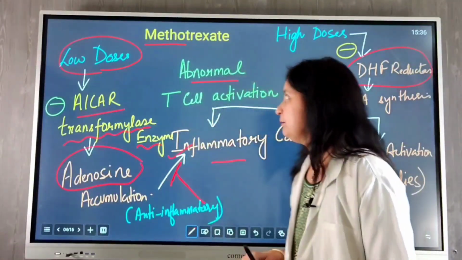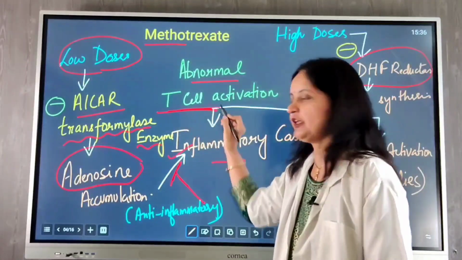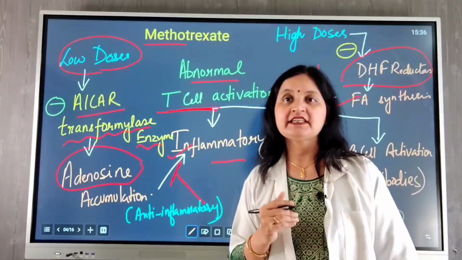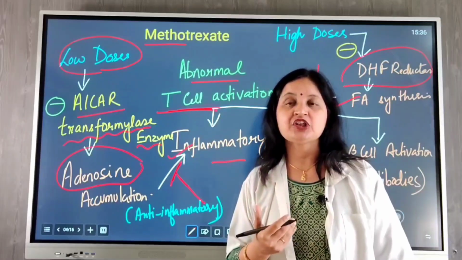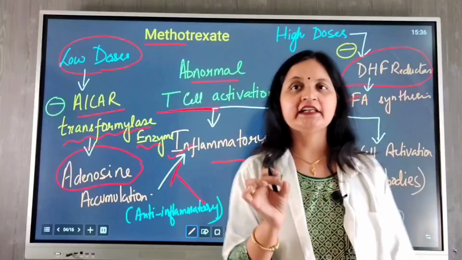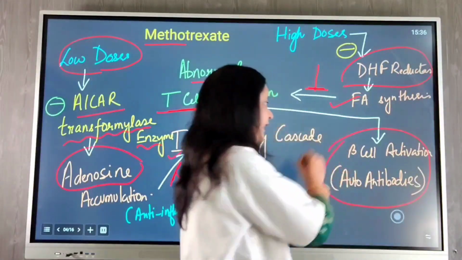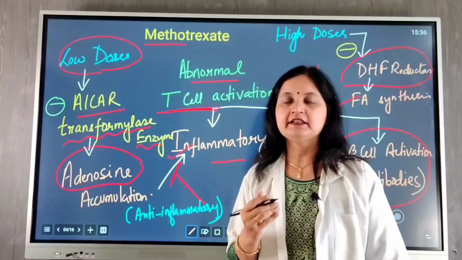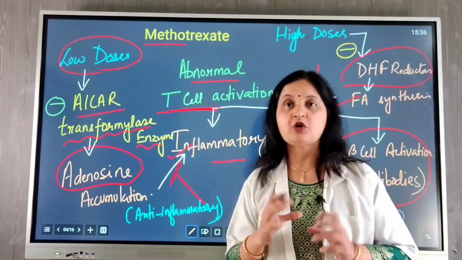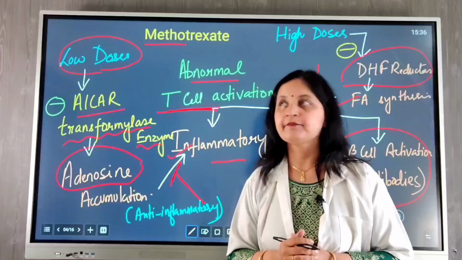Also, keep in mind that because of the suppression of T cell activation, B cell activation is also suppressed, and this also reduces the formation of autoantibodies. So autoantibody production is inhibited, rheumatoid factor production is reduced, and this also prevents damage and controls the autoimmune disease.